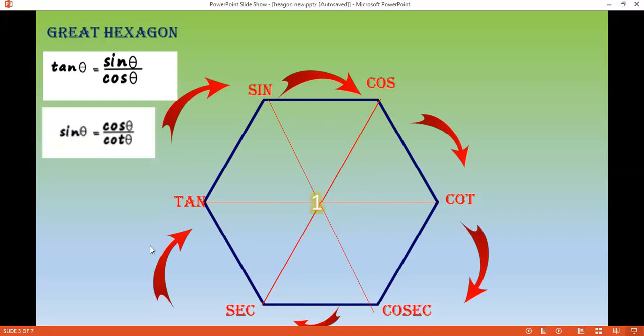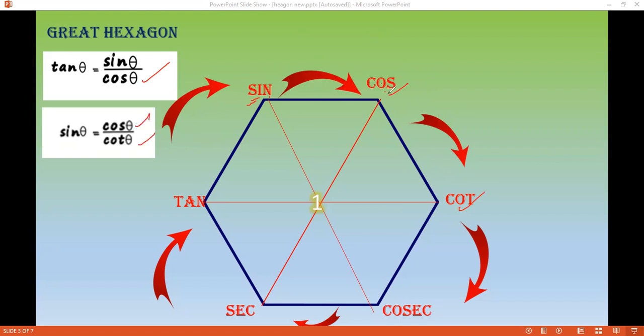Now, you observe here, tan theta is equal to sin theta upon cos theta, right? But that is the first step we have written. Now, if you go to the very next, after tan we have sine, going clockwise. So sin theta. Now, how do we do for sin theta? What are the next two ratios after sine? Sin theta is equal to cos theta upon cot theta.